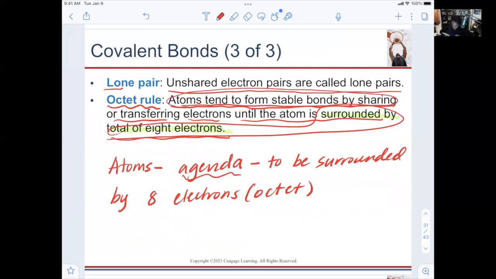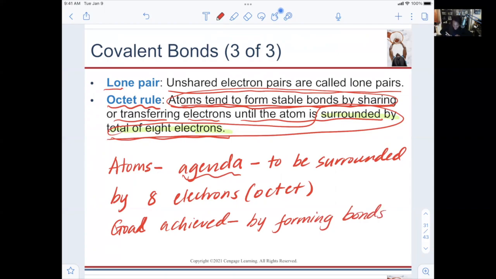And how do they form these bonds? Goal achieved by forming bonds, okay? And the question is how? They either share, lose, or gain electrons.